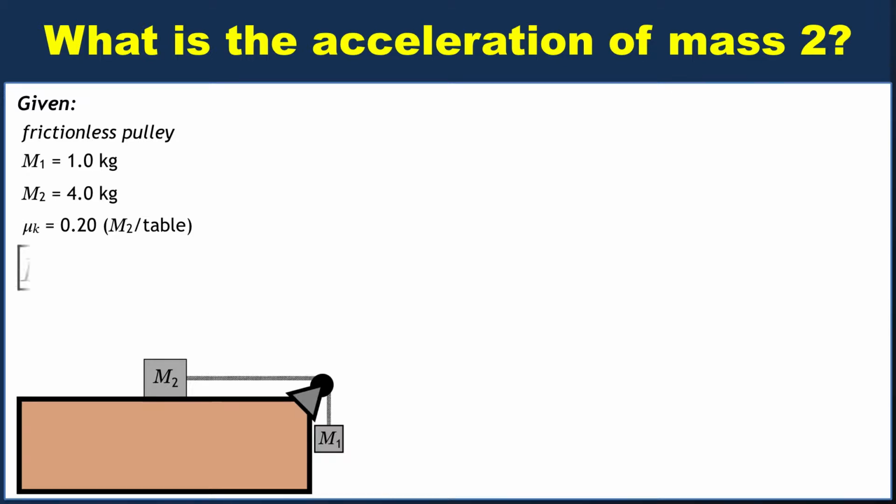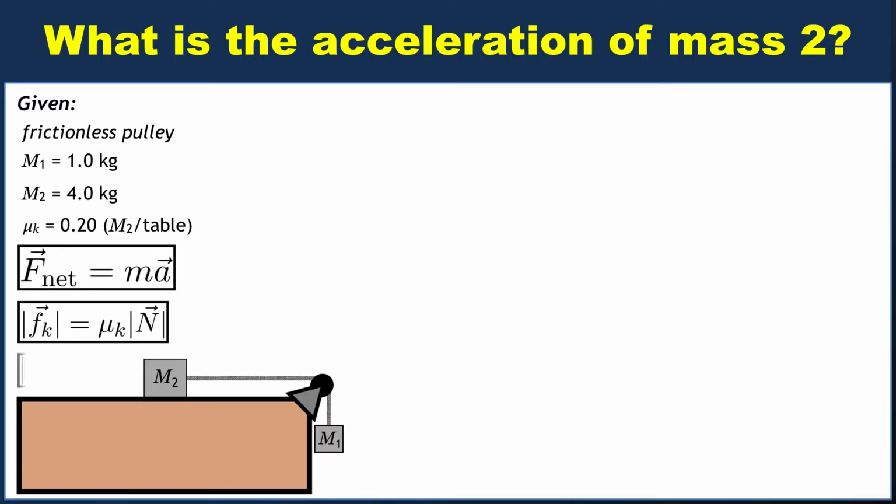We also know that F net equals ma. We have an expression for kinetic friction and an expression for the weight. We'll use all of those. The first step in doing a problem like this is inevitably drawing the free body diagrams. You should be pretty good at this by now.